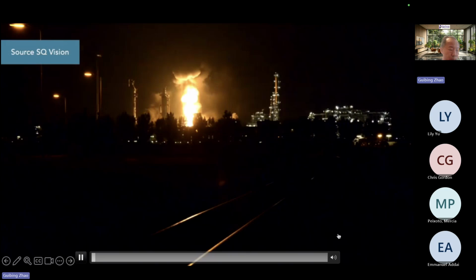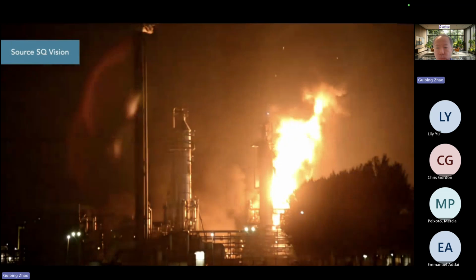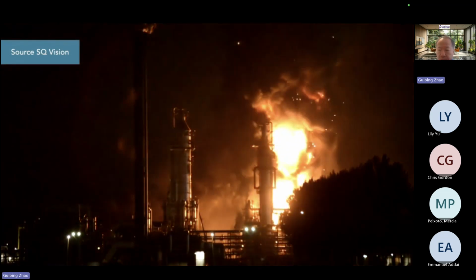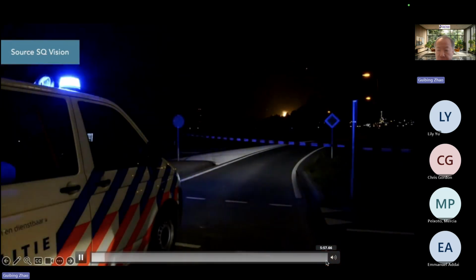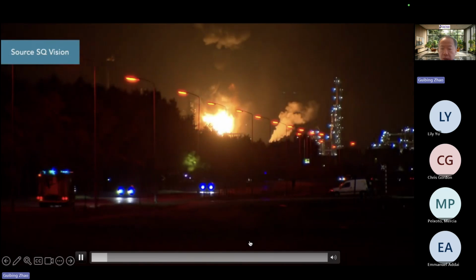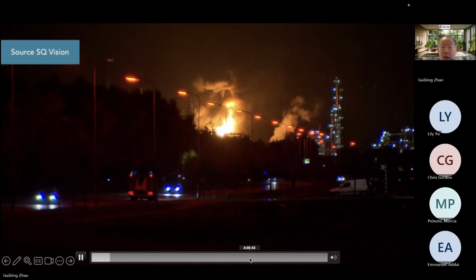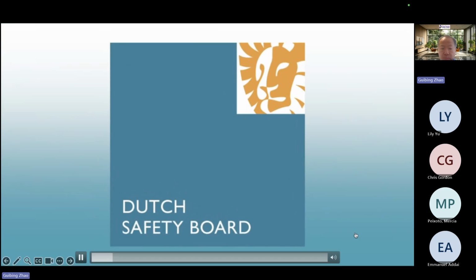On the evening of June 3rd, 2014, two major explosions and subsequently a fire occurred at the Shell Moerdijk petrochemical plant. The explosions could be heard within a 20-kilometer radius. Debris from the explosion was found 800 meters away. Two employees were injured in the explosion. The Dutch Safety Board has investigated this accident.